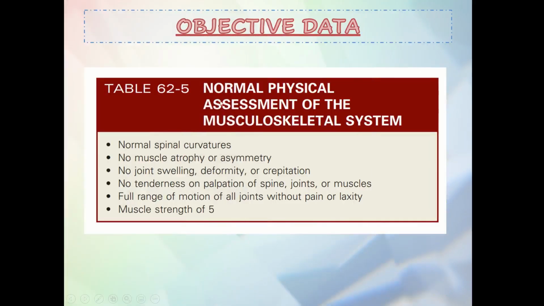Okay, so ito yung mga normal physical assessments of the musculoskeletal system. Ito yung mga pwede nating i-document. Normal spinal curvatures, no muscle atrophy or asymmetry, no joint swelling, deformity, or crepitation, no tenderness on palpation of spine, joints, or muscles, full range of motion of all joints without pain or laxity, and muscle strength of 5. So these are all normal assessment.